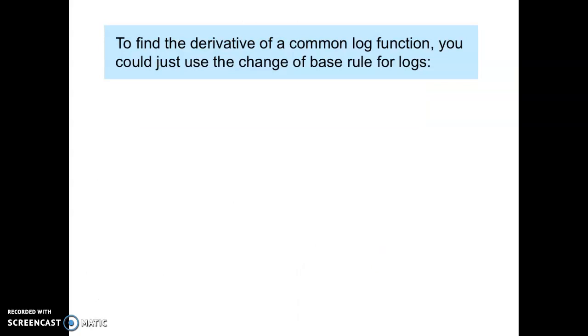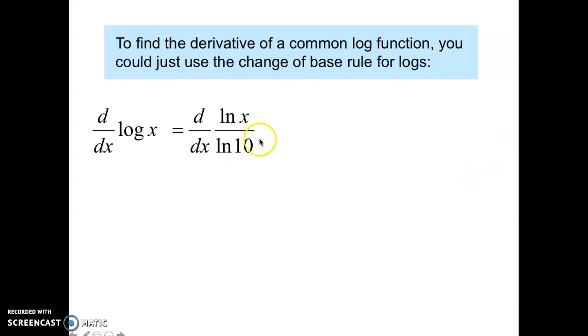Now to find the derivative of the common log function, we could use the change of base formula that we had back in pre-calculus. The change of base formula says that the log to any base, in this case base 10, of x is equal to the natural log of x over the natural log of the base. But remember, the natural log of 10 is just a number.